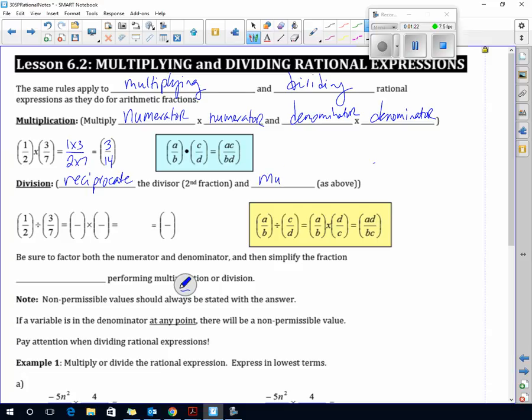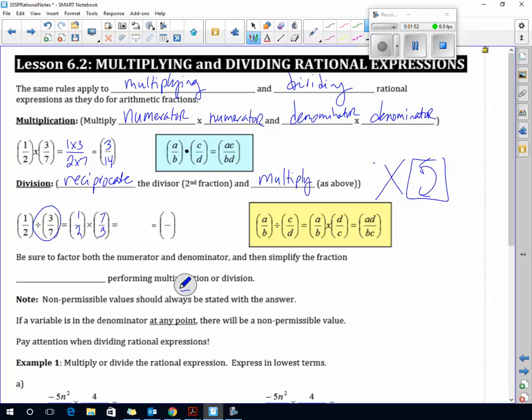Kiss and flip. So for instance, if I want to take 1/2 and divide by 3/7, I need to change this into a kiss and flip. So 1/2 stays the same, and we flip the 3/7 as 7/3, and we multiply. 1 times 7 is 7, and 2 times 3 is 6, so we get 7 over 6. Does everybody remember how to multiply and divide fractions?